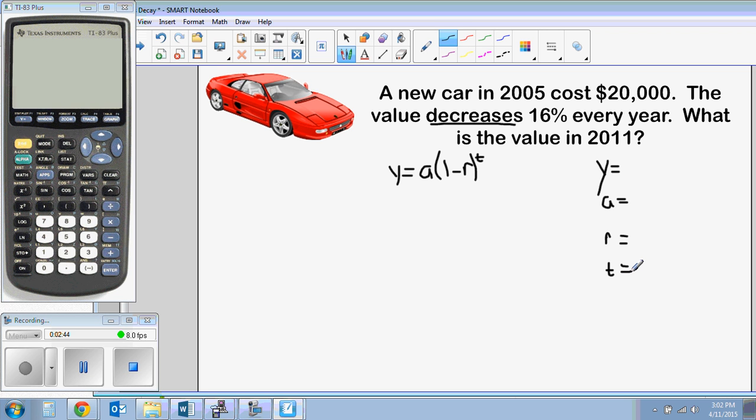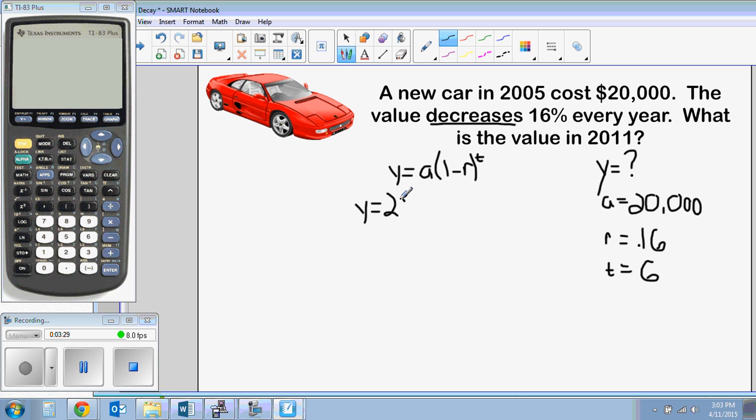Okay? So we need to find out what each of those things are equal to in order to plug them into the equation. Y is my final amount, which is what I'm looking for. So I don't know what that is yet. A is my starting amount, which we know that when I bought this car in 2005, it was worth $20,000. So that means my initial amount is $20,000. The rate, it's decreasing 16% every year, but we want to turn that percent into a decimal. So I'm going to make it 0.16. And the amount of time that's gone by is going to be 6 because 2011 minus 2005 gives me 6 years. So I'm going to plug all of this information into that equation.